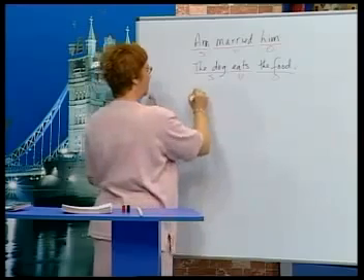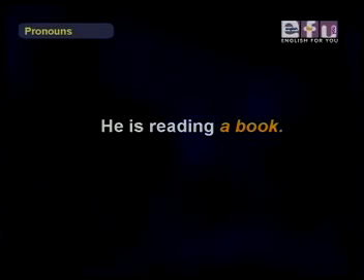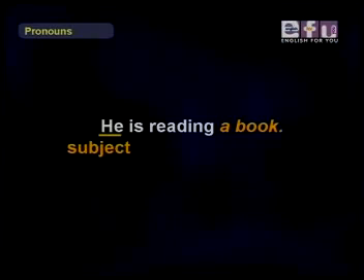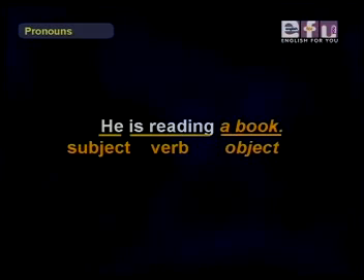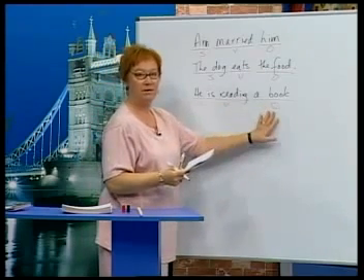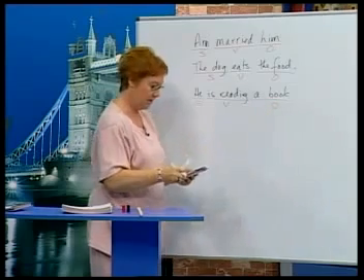And another one, he is reading a book. He is the subject. This is who we're talking about. Is reading, these two words are the verb. And a book is the object. Okay? He is reading a book. What is he reading? A book.